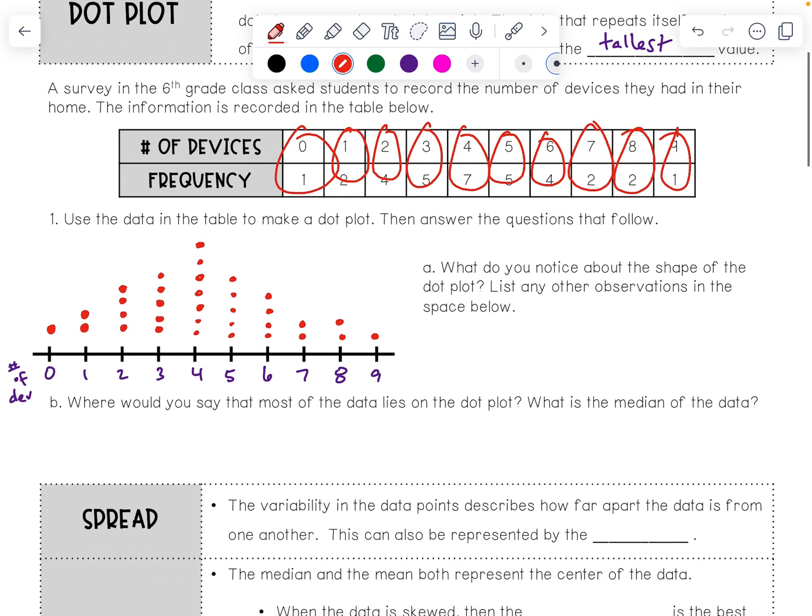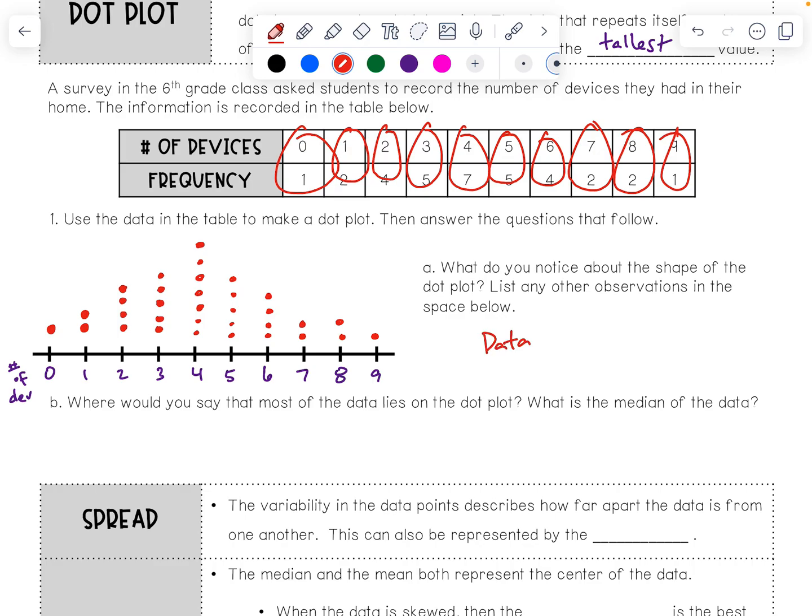So, what do I notice about the shape of the dot plot? List any other observations in the space below. I would say the data is evenly balanced on both sides. The number of devices that's most common is 4, and the numbers closest to 4, like 3 and 5, and then as you get further away from the most common number, you have fewer and fewer students. So 1 kid had 0 devices and 1 kid had 9 devices. Very few kids had not that many, and very few kids had a lot. So one thing we could say is the data is pretty even.